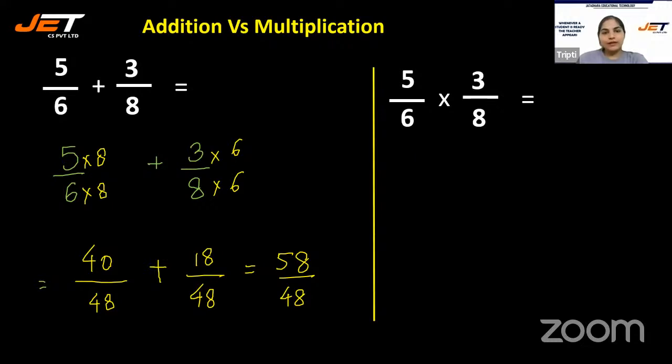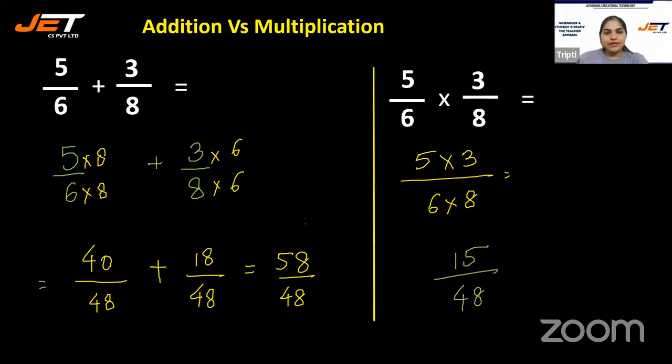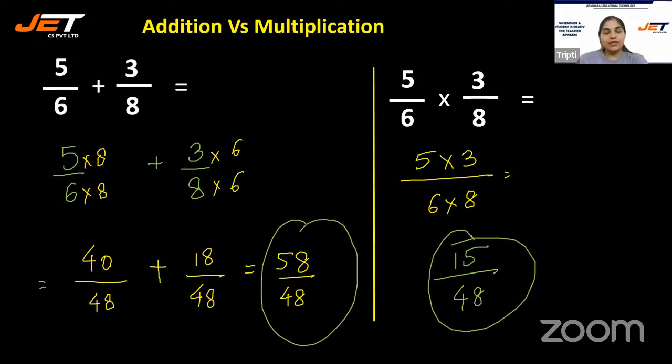Now, for this one, we are going to do 5 times 3 by 6 times 8. So 5 times 3 is 15, 6 times 8 is 48. Here the answer is 58 by 48 and here 15 by 48. Both the answers are different. Sum is 58 by 48 and the product is 15 by 48.